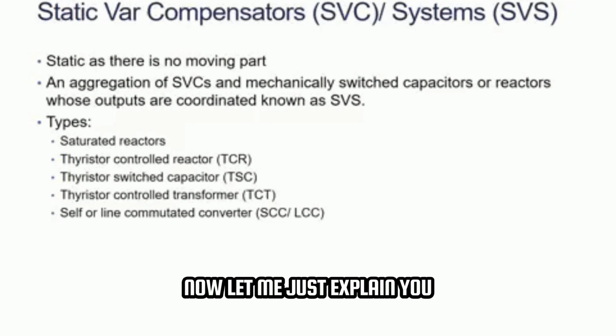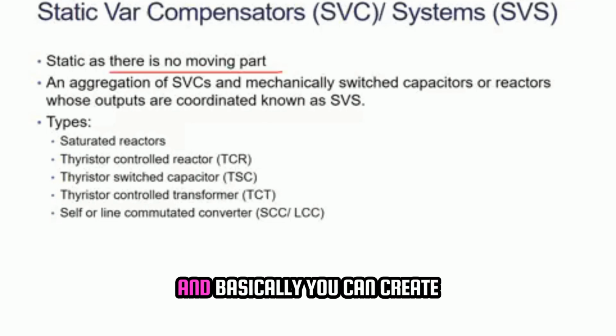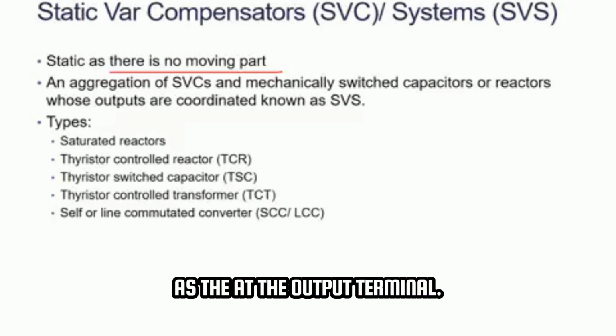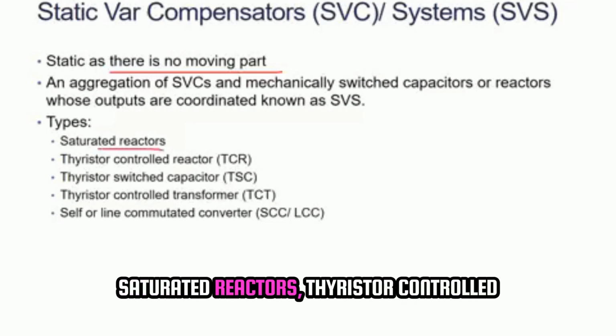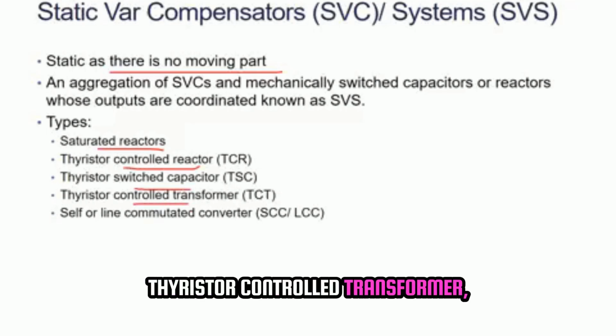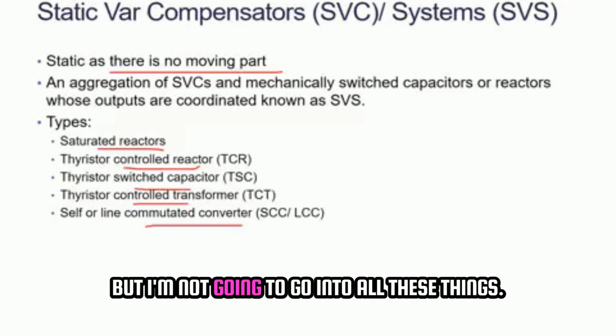Now let me explain static VAR compensators. You can say it is just capacitors and reactors. It is static because there is no moving part here, and you can aggregate multiple SVCs to provide different voltage ranges at the output terminal. A few types of SVCs are saturated reactors, thyristor controlled reactors, thyristor switched capacitors, thyristor controlled transformers, even line commutated converters. But I'm not going to go into all these things.